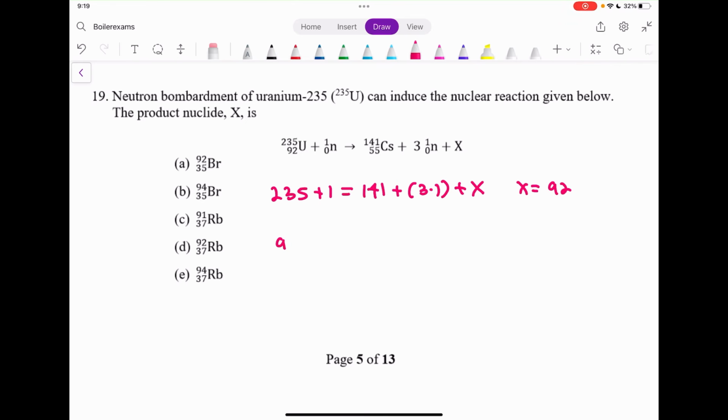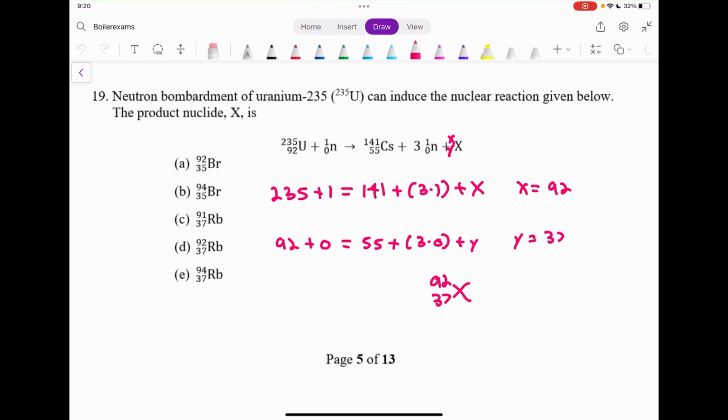And then let's do the bottom. 92 plus 0 equals 55 plus 3 times 0 plus, now let me not use the same variable, plus Y. Y equals 92 minus 55. So when I wrote X here, I just meant the mass number. It might have been a little confusing how I wrote that. But I know my mass number now is 92, atomic number 37. I'm going to go back to my periodic table.